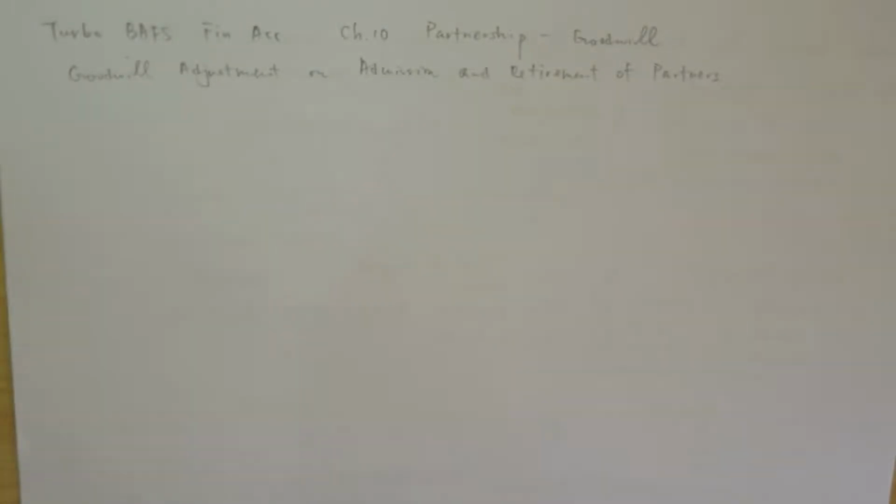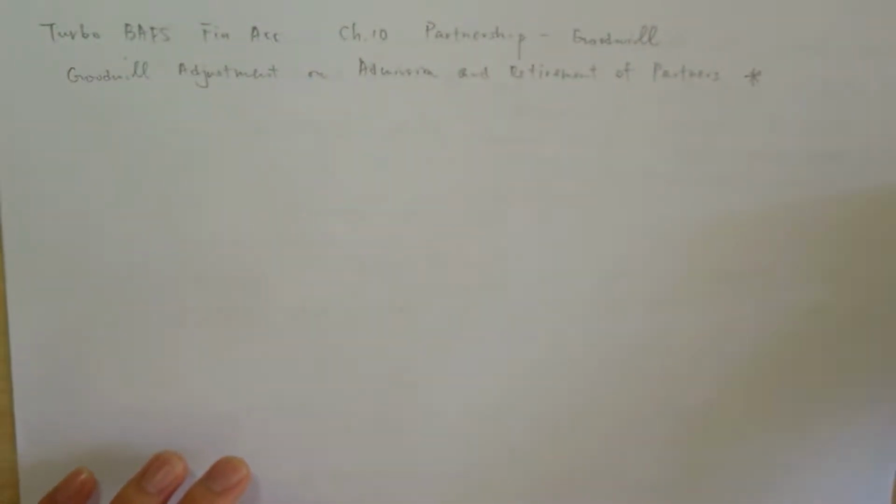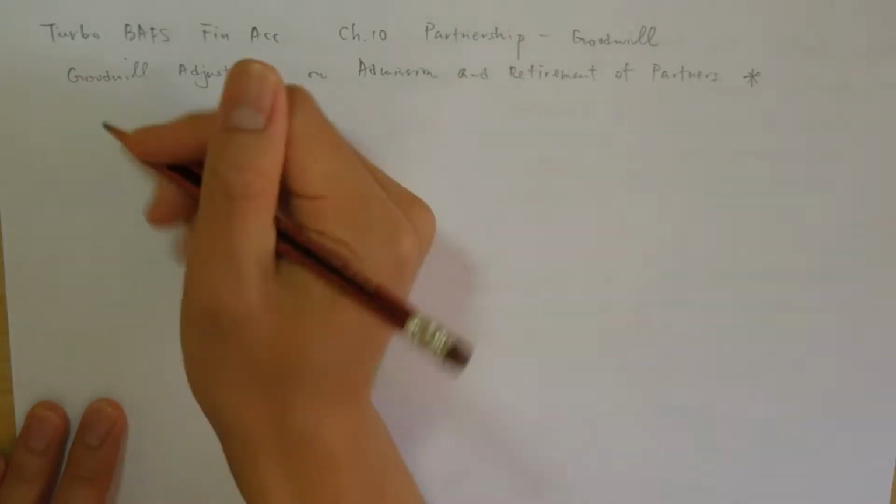This is FS Financial Accounting, Chapter 10, Partnership Goodwill. This time we talk about the goodwill adjustment on the admission and retirement of a partner. This is a very important topic in goodwill, and it always appears in the public exam questions. Therefore, you need to focus on this topic. We'll talk about worked example number 5.